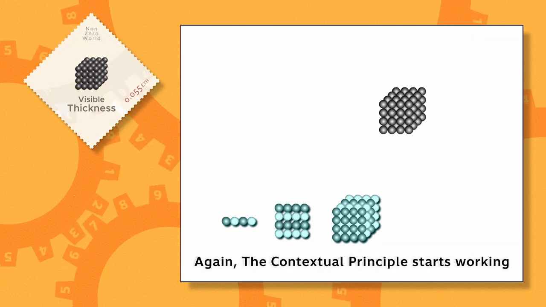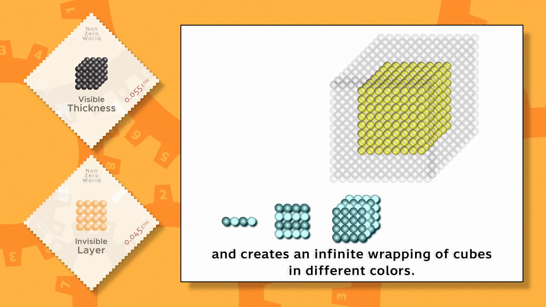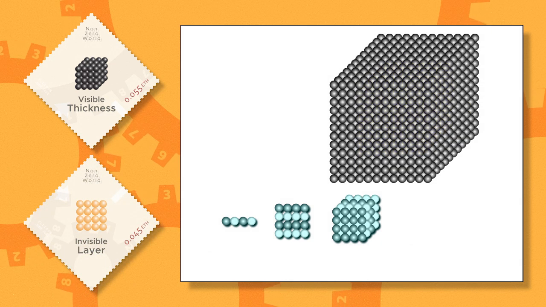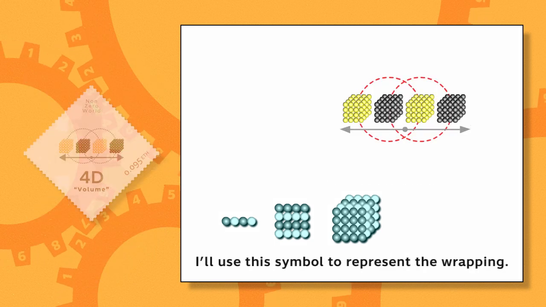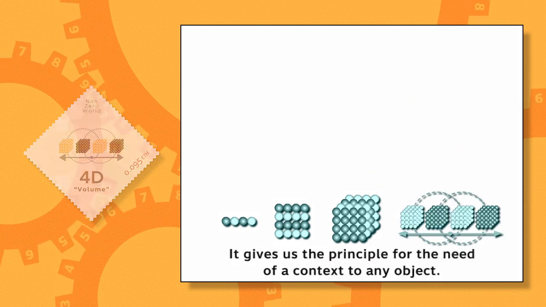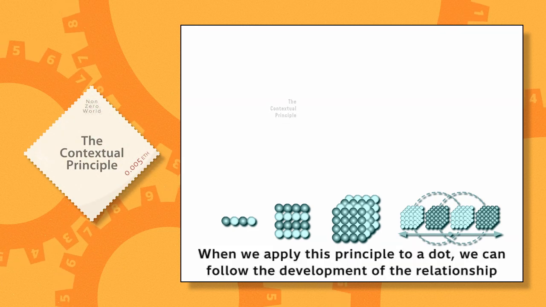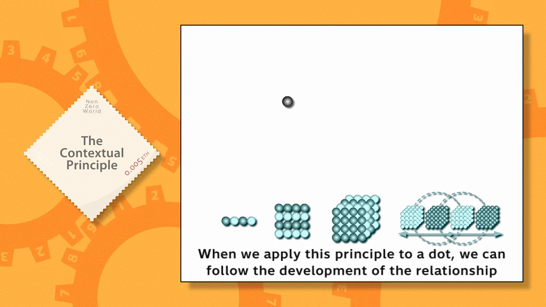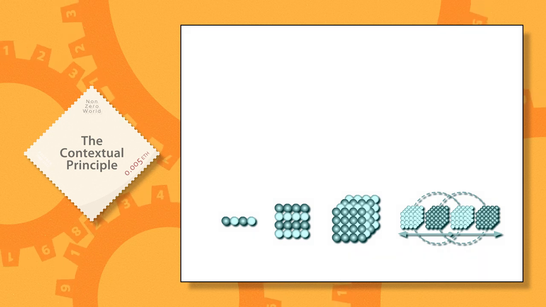Again, the contextual principle starts working and creates an infinite wrapping of cubes in different colors. For the last pattern, I'll use this symbol to represent the wrapping. So, our one simple question can lead us onto a very long journey. It gives us the principle for the need of a context to any object. When we apply this principle to a dot, we can follow the development of the relationship between an observed object and its context to 4 levels.